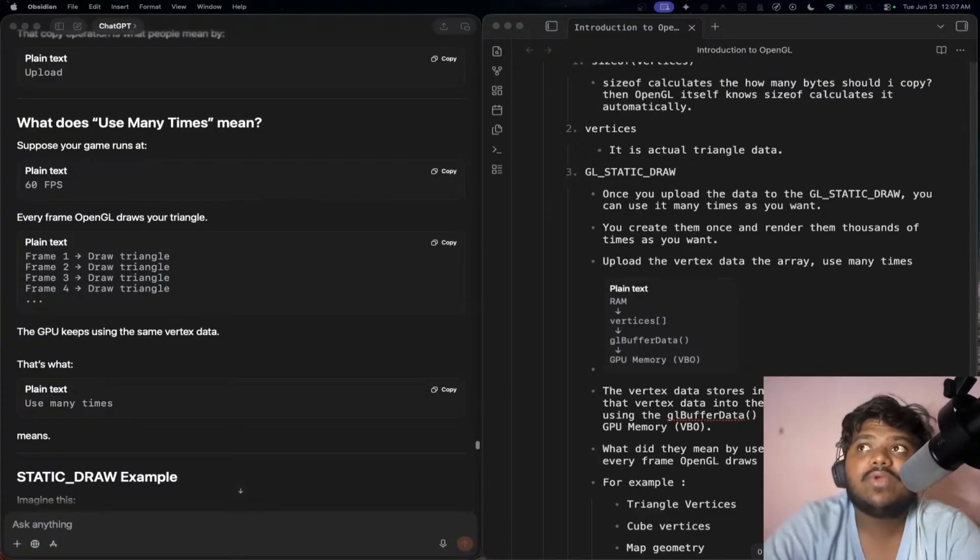Okay, that's supposed to be the meaning. So the vertex data is supposed to be in the CPU, alright? That is what they mean by it, I think. I'm not sure.